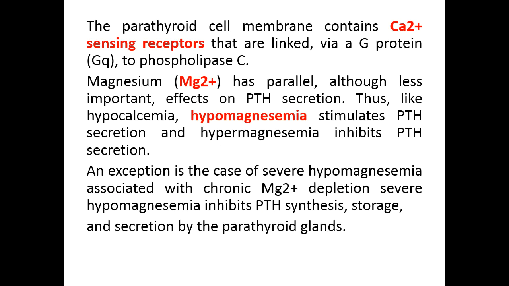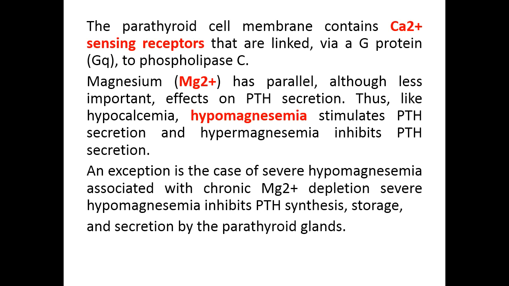The parathyroid cell membrane contains calcium sensing receptors that are linked via a G protein to a phospholipase C. A G protein is a second messenger. Magnesium has a parallel, although less important, effect on parathyroid hormone secretion. Thus, like hypocalcemia, hypomagnesemia stimulates parathyroid hormone secretion, and hypermagnesemia inhibits parathyroid hormone secretion. Why? Because magnesium has a parallel and the same effect on parathyroid hormone secretion.